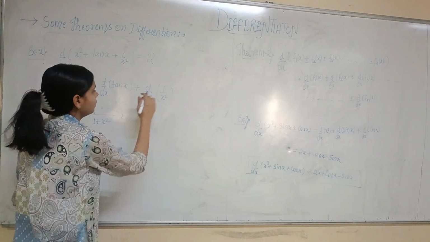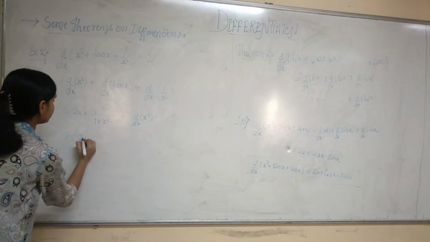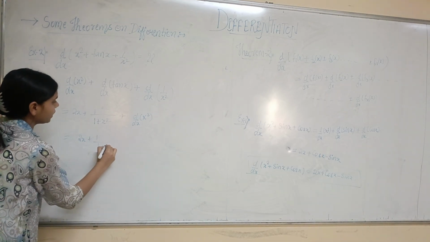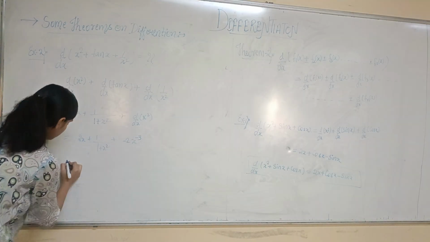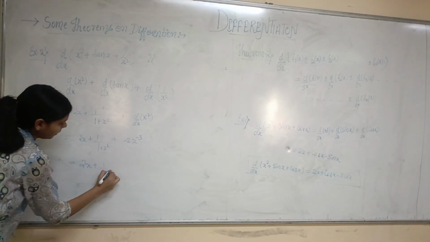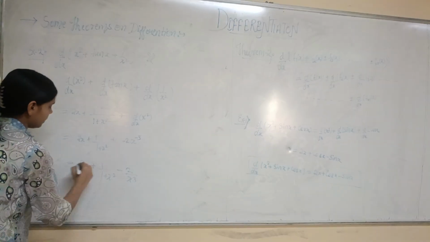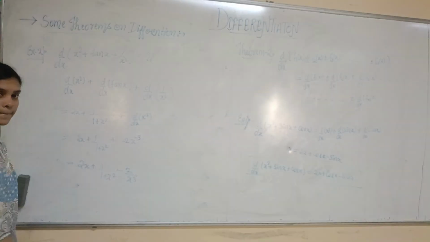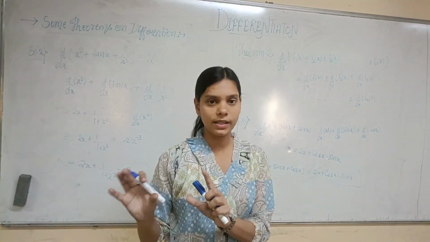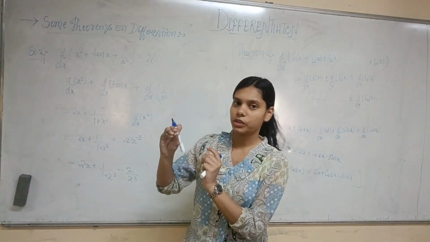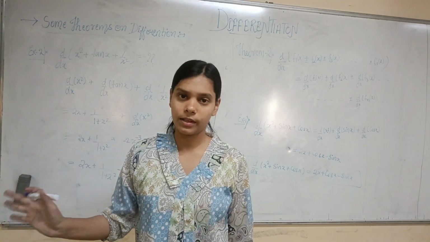Plus d/dx of x to the power minus 2, which gives 2x plus 1/(1 + x²) plus, with power minus 3, so the answer is 2x plus 1/(1 + x²) minus 2/x³. This is your answer. In place of plus, we can also take a minus sign. So in this way we can proceed. d/dx is distributed among all the functions.